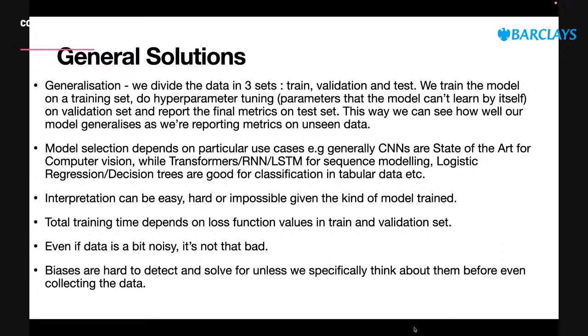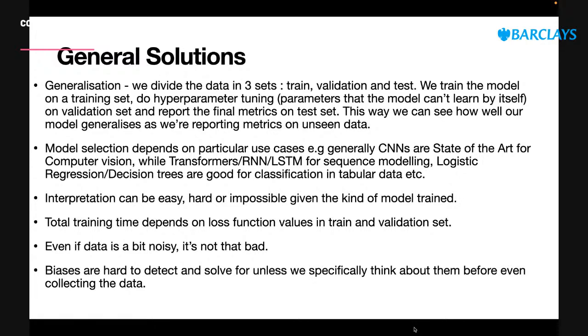Then there is model selection based on particular cases. For example, CNNs are state of the art for computer vision. Transformers or RNNs are for sequence modeling. Logistic regression and decision trees are for classification on tabular data. As you grow your experience in machine learning, you'll get to know which model to use where. Interpretation can be very easy or hard, or near to impossible, but that's okay. Total training time depends on the training data set.